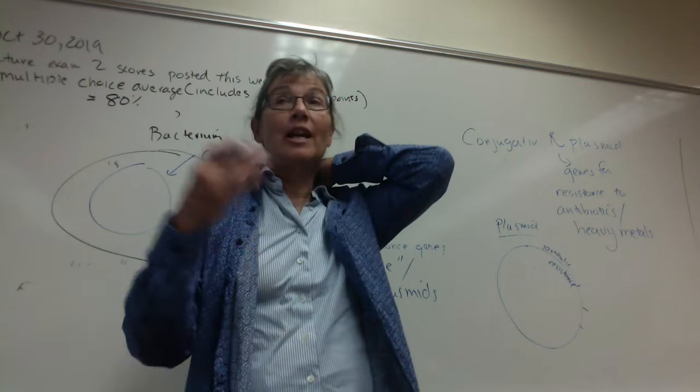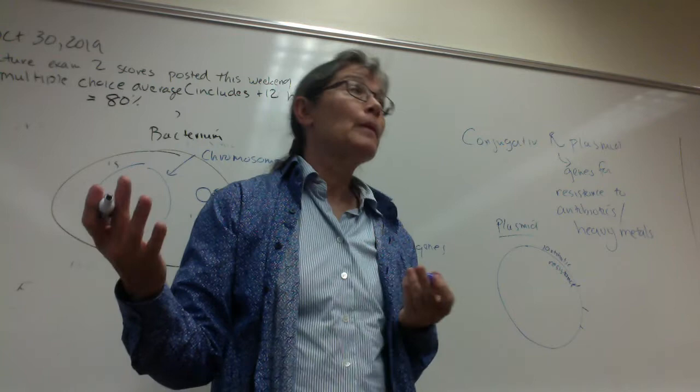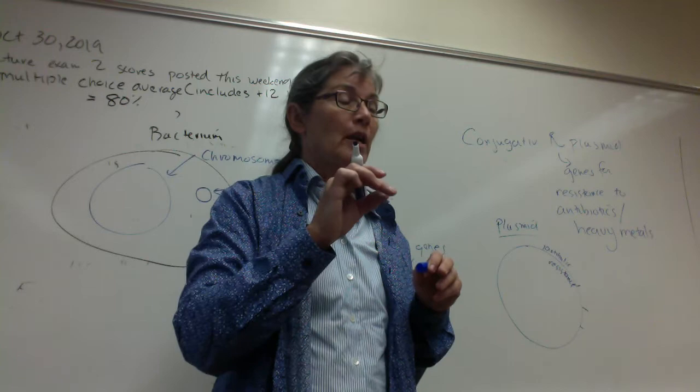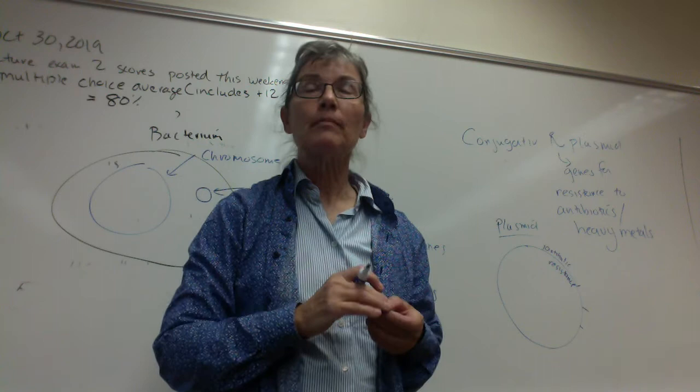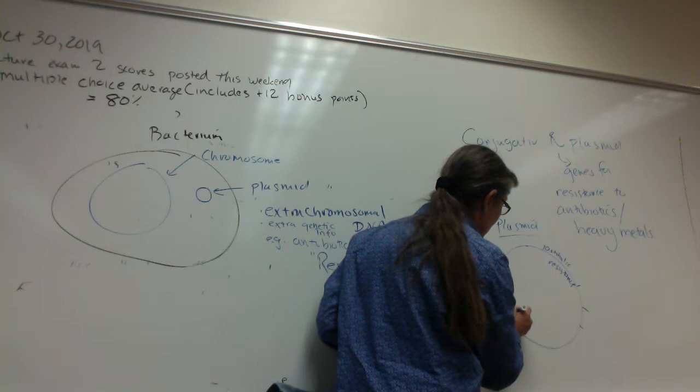And an example, you guys, would be the F factor of E. coli. Remember that F factor? The F plasmid, right, that had the genes to make the sex pillus and had the genes for the protein hypodermic syringe and needle that could inject the recipient with a copy of genetic information. So we're going to have the conjugation genes on the same plasmid.